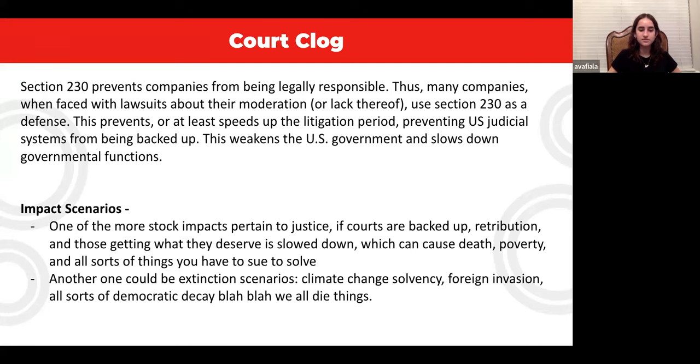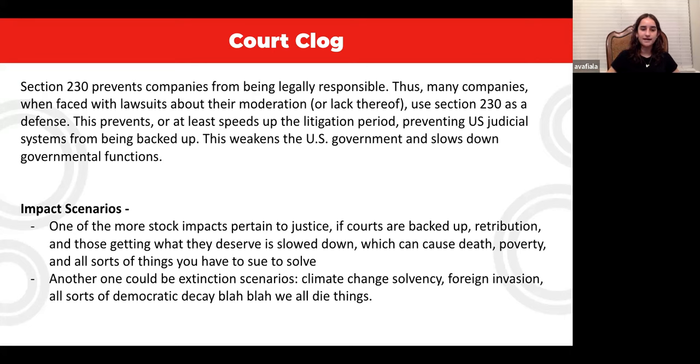But let's just look at some of the impact scenarios we talked about. One of the more stock impacts that pertains to justice is that if the courts are backed up, retribution and those getting what they deserve is slowed down, which can cause death, poverty, and all sorts of things you have to sue to solve. There are a lot of important impacts in what's going to happen with the Section 230 court cases. But there are going to be so many of them that it's going to prevent us from getting to the more important cases. As they extend on and slow down, we're going to see more death and poverty because we're not seeing the solvency that we would be seeing in the status quo, and it's going to take a lot longer, which is pretty bad.